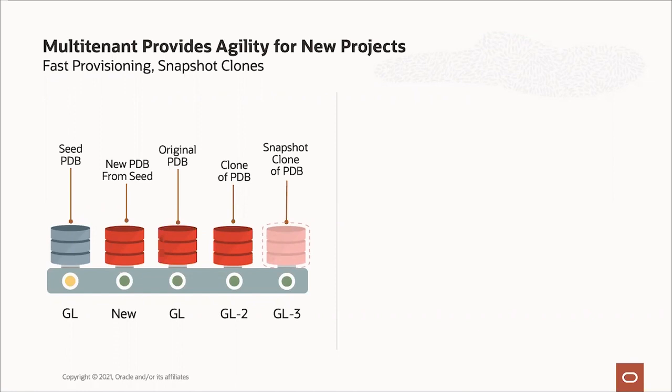And a snapshot clone behaves very much like a full clone, except behind the scenes, we're cheating. A snapshot clone is thin provisioned in our parlance. These are storage efficient snapshots. So the underlying data files are actually not copied.